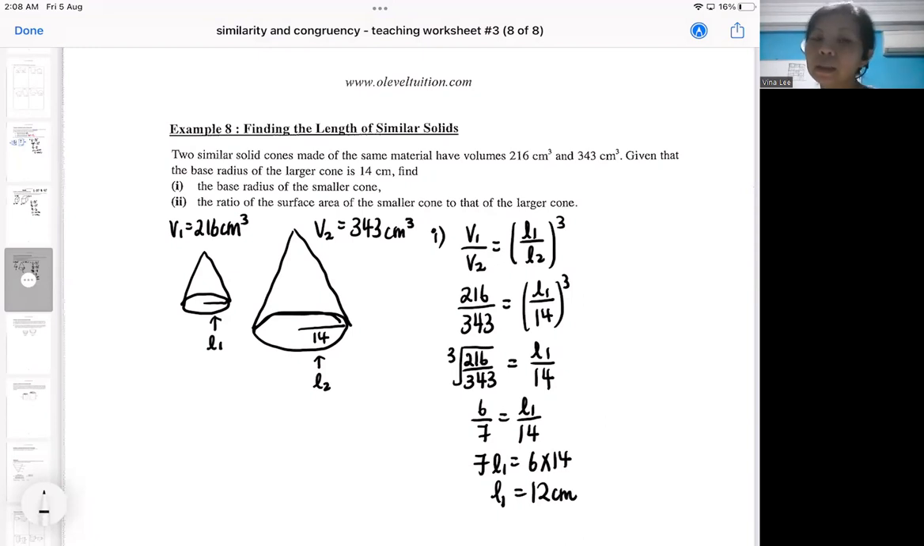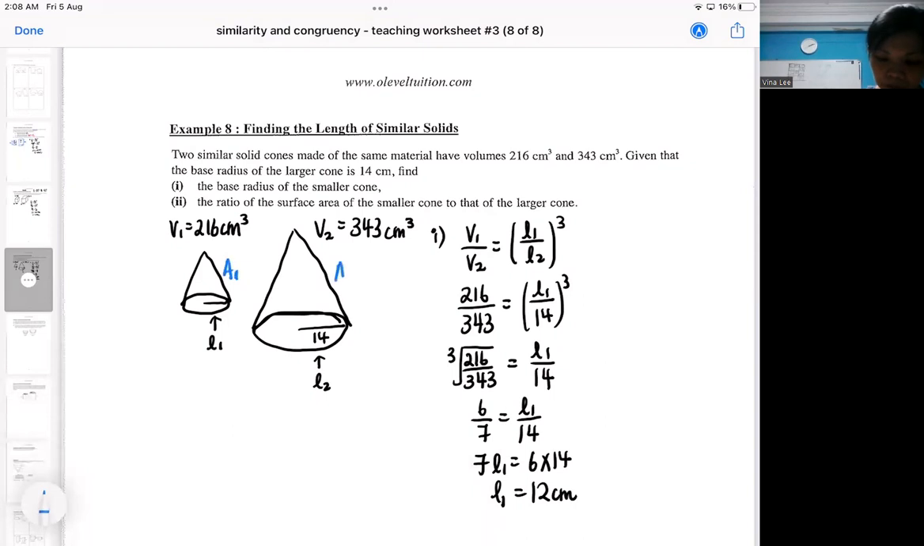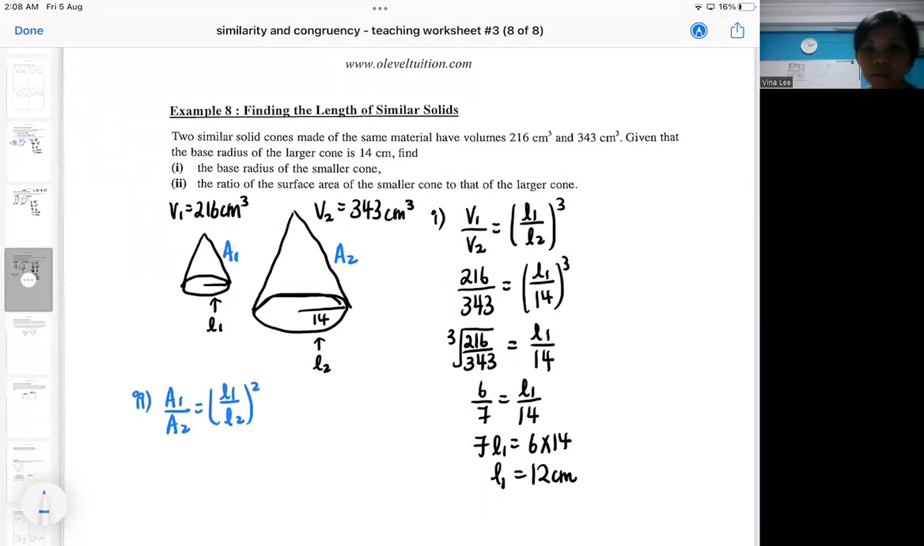Okay, the next one, we are supposed to find the ratio of the surface area. When you want to find the ratio, no need to go and find the actual one because we are just trying to find the ratio. So no need to go and find the actual surface area. We just want the ratio. So again, I can use the same formula. Just take the ratio that you have.